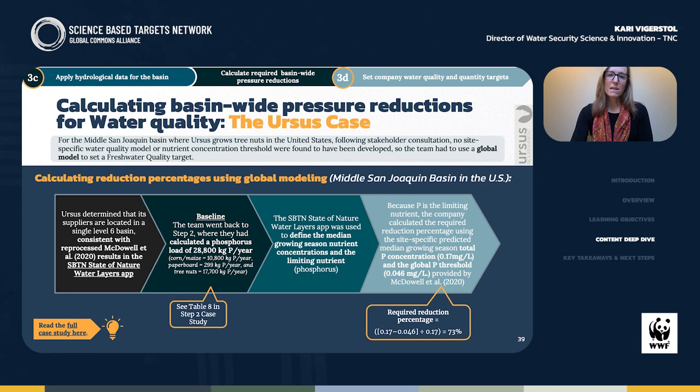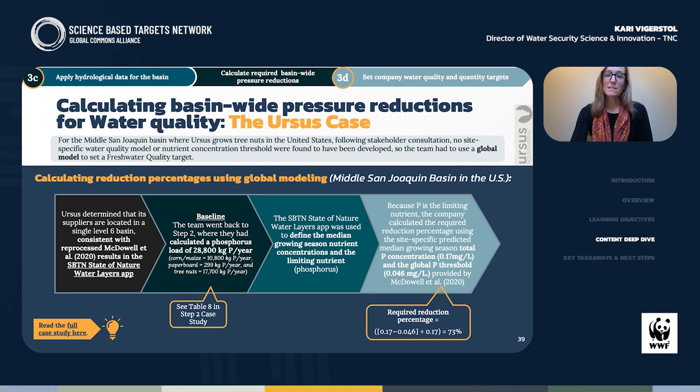For the Middle San Joaquin Basin, where URSUS grows tree nuts in the United States, following stakeholder consultation, the team determined that no site-specific water quality model or nutrient concentration threshold had been developed. Therefore, the team chose to set a freshwater quality target using a globally developed approach.